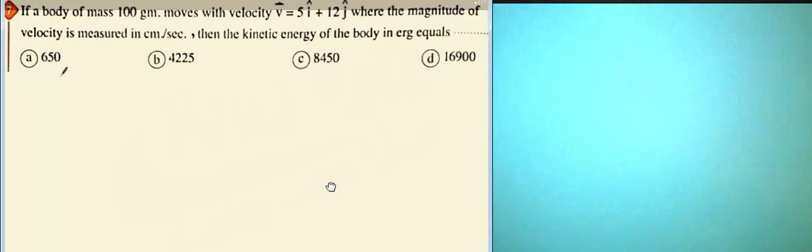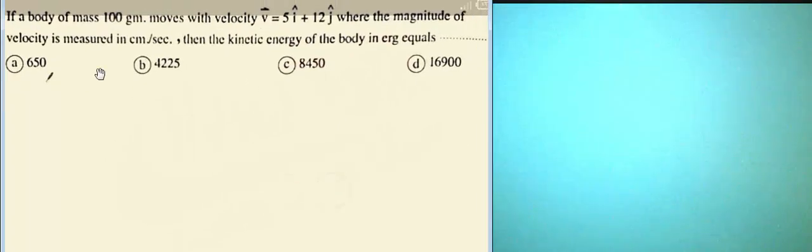Question 7. Next question here. If a body of mass 100 gram moves with velocity v equal 5 in direction i plus 12 in direction j, where the magnitude of velocity is measured in centimeter per second, then the kinetic energy of the body in erg equals blank.